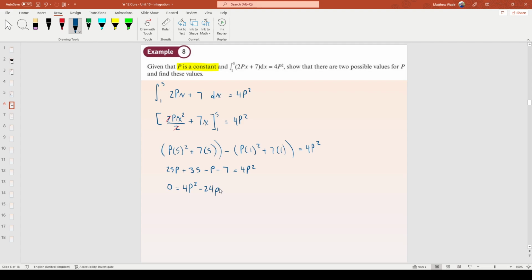35 take away 7 is 28, so we're going to get a minus 28 also. And that's brilliant. Okay, they're all even, and they all divide by 4 as well. That's a mega result. They all divide by 4 too. So let's divide by 4.